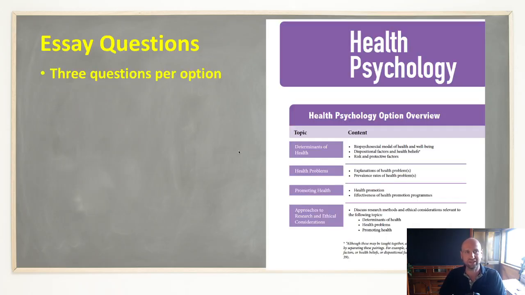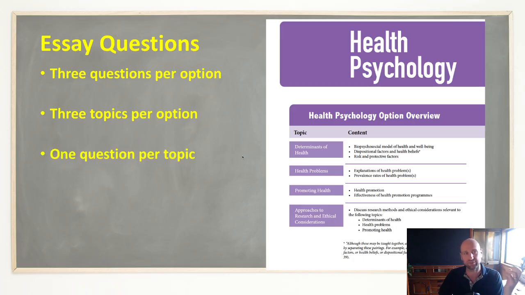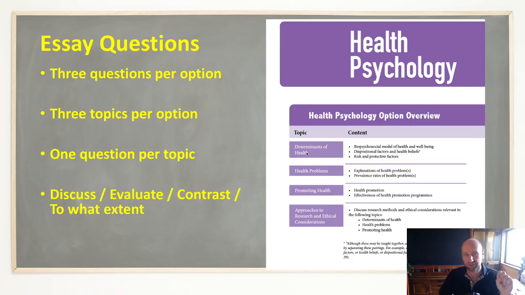Alright, so let's have a look at the essay questions in paper 2. So there's no short answer questions in paper 2, it's just essays. And in every option, there are 3 topics. So in health psychology, we have these 3 topics. Understanding this becomes really important when you are figuring out what to study for the exams, because every topic has 1 question. Now you're guaranteed 1 question per topic.